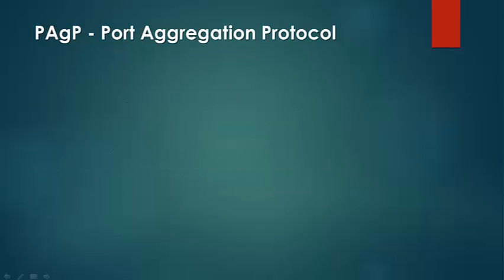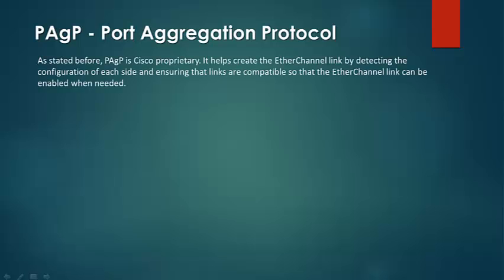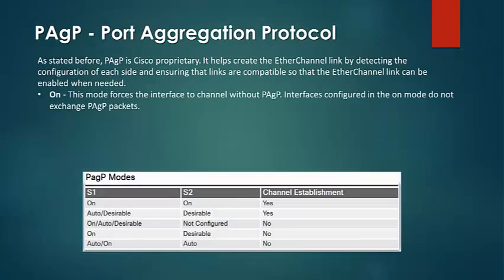Port Aggregation Protocol. As stated before, PAgP is Cisco proprietary. It helps create the EtherChannel link by detecting the configuration of each side and ensuring that the links are compatible, so that the EtherChannel link can be enabled when needed. The on mode forces the interface to channel without PAgP or even LACP. Interfaces configured in the on mode do not exchange PAgP packets.